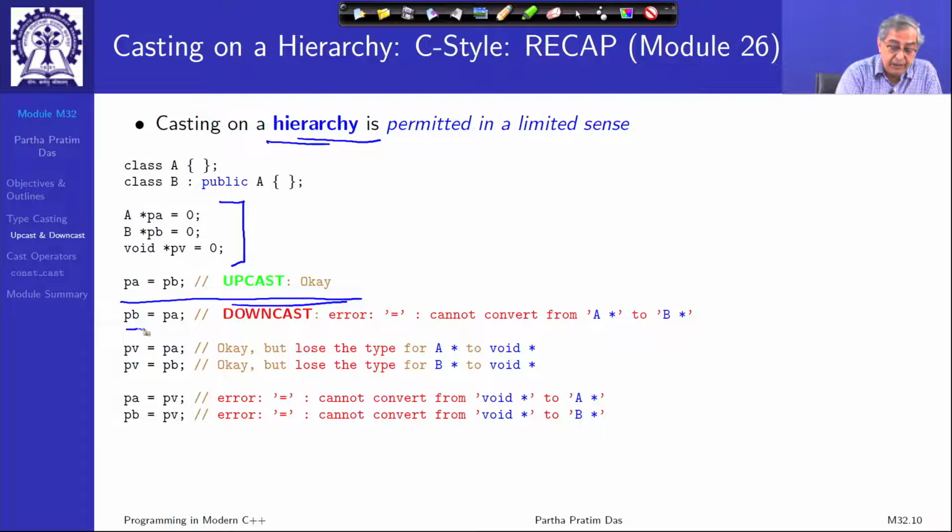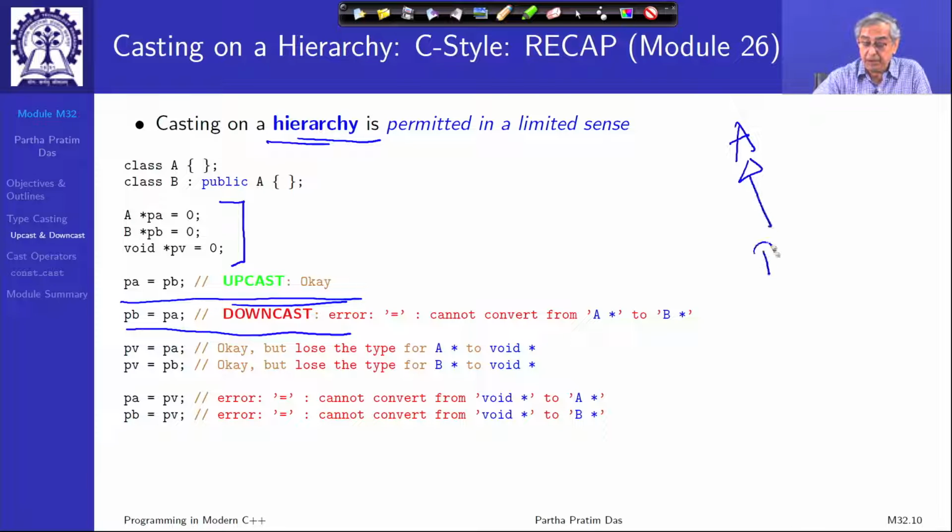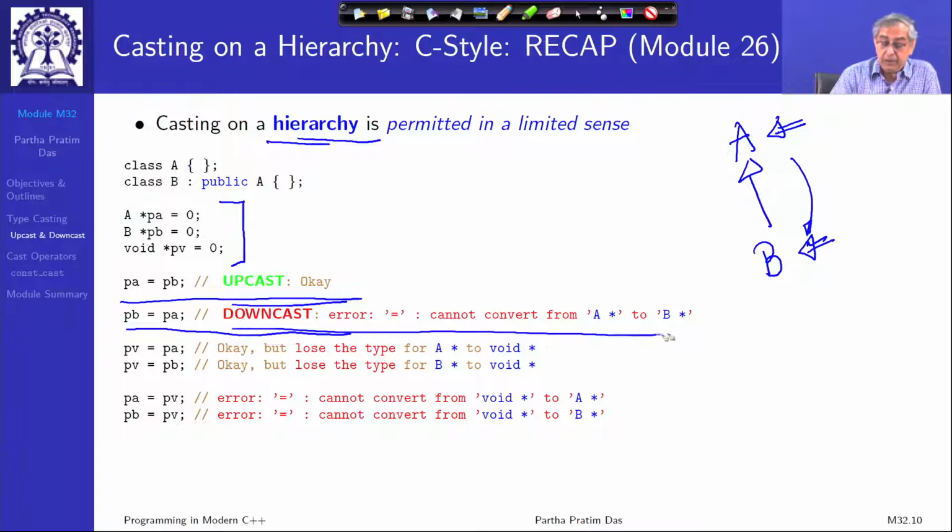But if I do the other way around, which is downcast, that is trying to take an object of class A and treat it as an object of class B, I will have severe consequences. We have seen examples of that, reproduced here. So, this is something which will not be implicitly allowed.